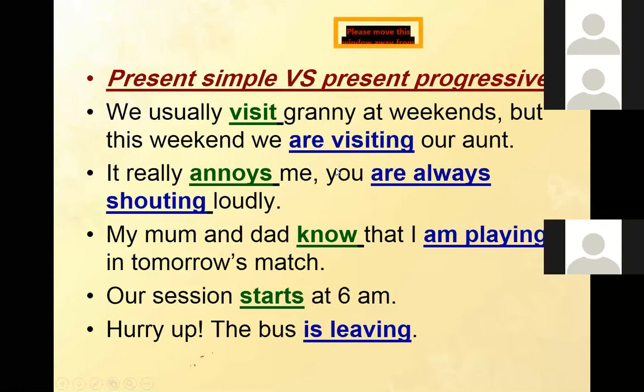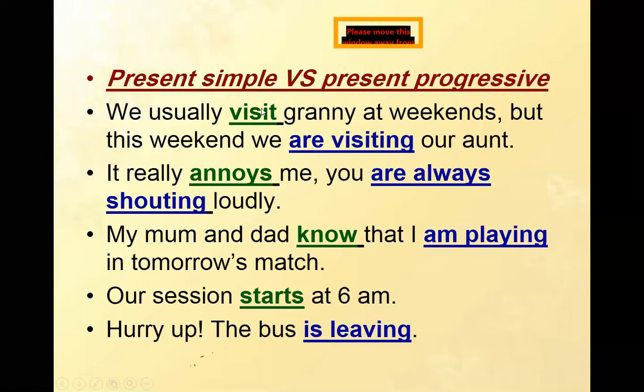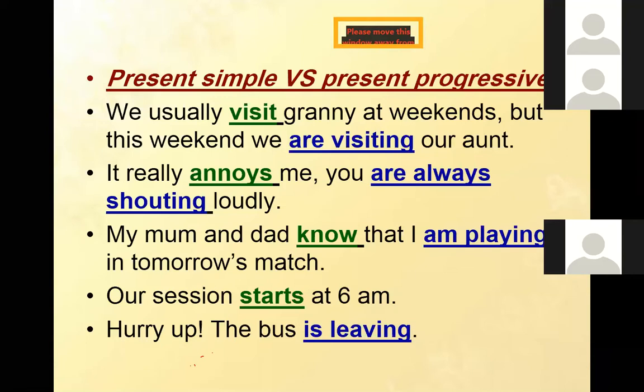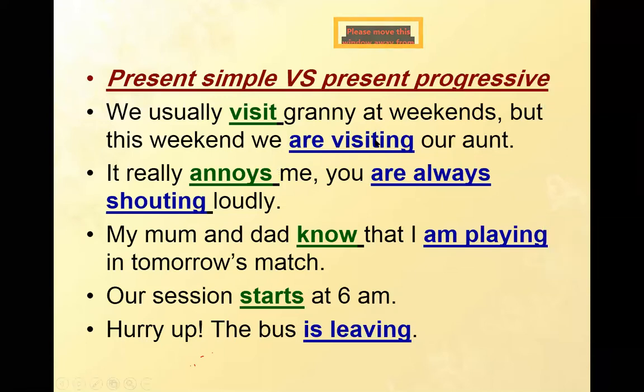Can I use both tenses in the same sentence? Of course you can, but with different meanings. We usually visit is present simple; it expresses a repeated action. But are visiting this weekend expresses a temporary action that will finish. It's not all the weekends, it's only this weekend. So we used are visiting.